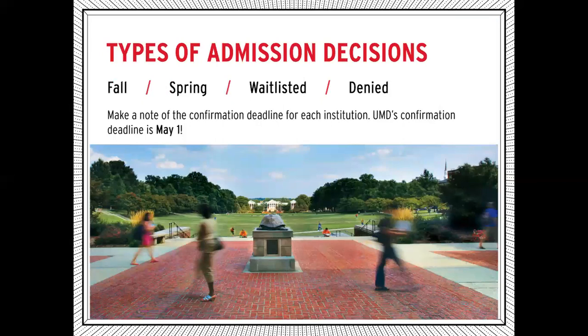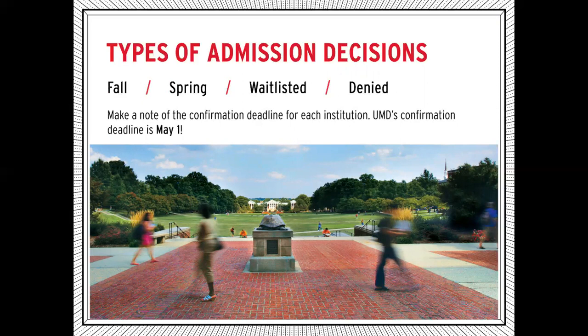Let's talk about the types of decisions. So you relax, you submit your application, you check with the schools, and now you get an email that your decision is ready. So let's take a look and see what these different decisions might be. So there's fall, spring, waitlisted, and denied. So fall, congratulations, you're admitted to the fall incoming class.